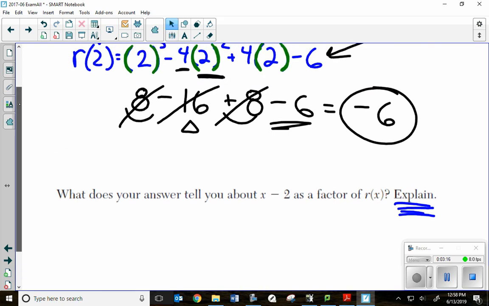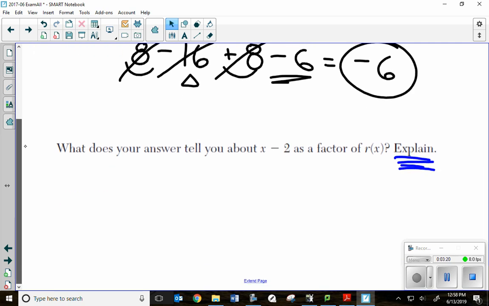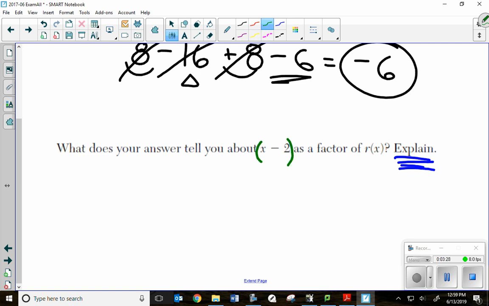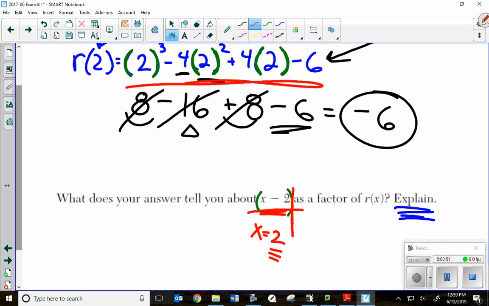Okay, so what does our answer tell us? If I put a 2 into my equation, what does that tell me about this factor right here? Well, I should know that if I were to solve this factor, if I were to T-bone this right here, x would equal 2. And the remainder theorem tells me if I plug a 2 into my equation, like I did right here, the output will be my remainder, all right? And if my remainder is 0, then this expression is a factor. If the remainder is not 0, then my factor here is not a perfect factor, okay?